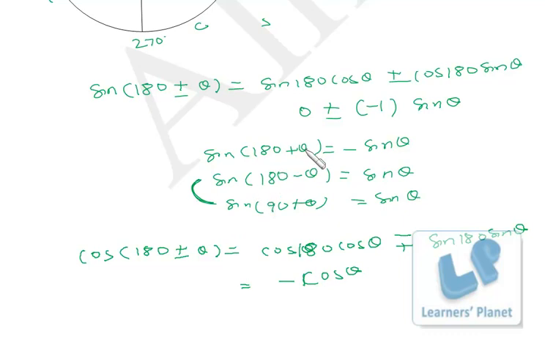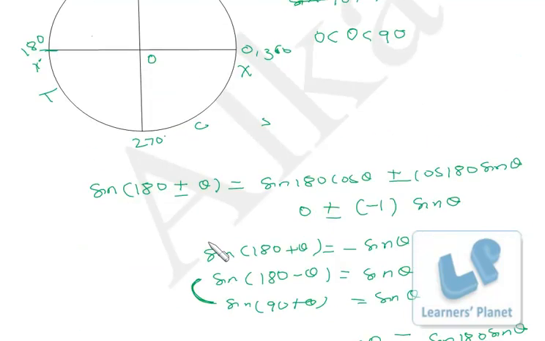So tan(180 + θ) will be -sin θ by -cos θ. So it will be positive tan θ, right? So tan(180 + θ) is positive tan θ. Then tan(180 - θ): sin(180 - θ) upon cos(180 - θ). So still you'll be getting negative, right? So this is how you can calculate all the 6 trigonometric functions, right?